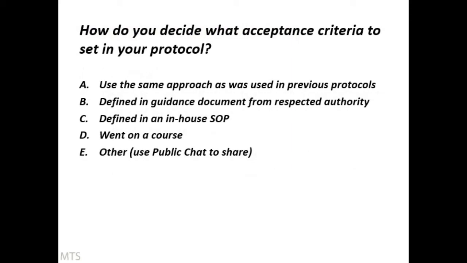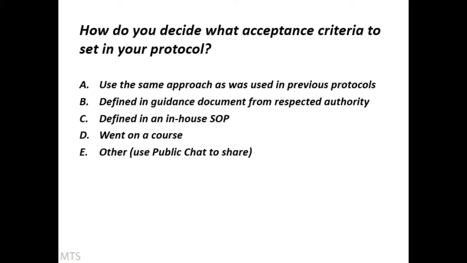So I thought I would ask you this and see what sort of situation you have in terms of setting acceptance criteria. So I've given you a list here to have a little think about. How would you decide what acceptance criteria to set? Would it be, oh, well, I've done it this way before, so I've done it the same as in previous protocols? Maybe you have a defined guidance document from a respected authority. That's not that often. That can be a bit problematic. ICH Q2 doesn't give us any values, does it? It's a bit of a pain. But if you have guidance documents that are focused on a particular type of method or a particular type of sample, then sometimes you will get values, and I'll show you some of those later.